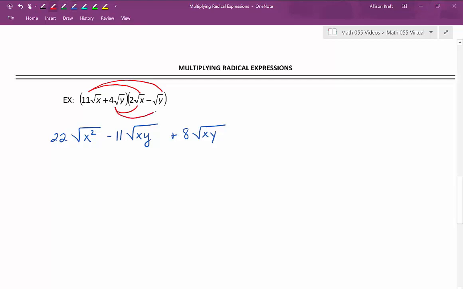And then lastly, we have 4 square roots of y times negative square root of y. Multiplying our outsides together, 4 times negative 1, that's negative 4. And then y times y, y squared, underneath. We've multiplied. Now we're ready to simplify any radicals.